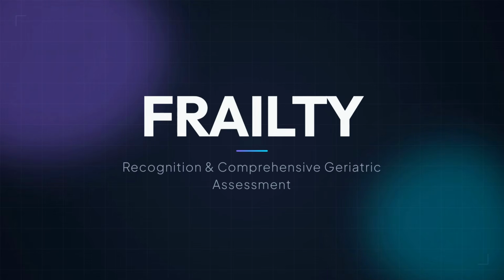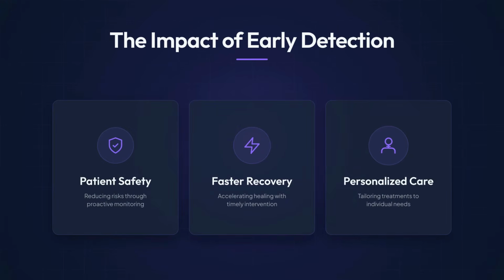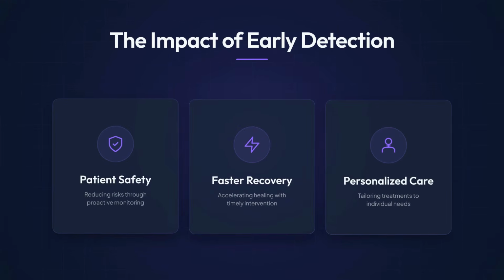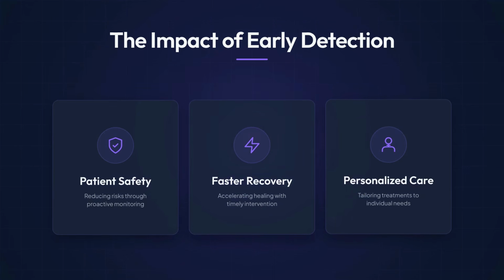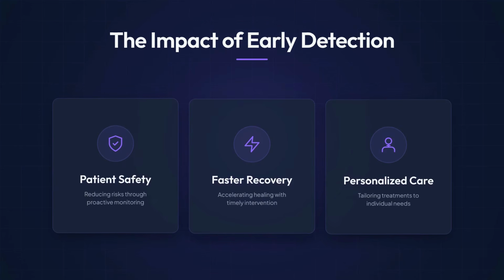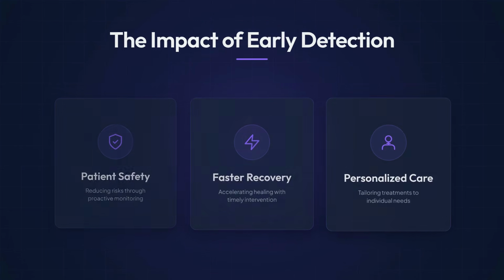In this second lesson, we transition from the theoretical definitions of frailty to the practical skills of clinical recognition and the application of the comprehensive geriatric assessment. Identifying frailty early is one of the most critical interventions a nurse can perform. It allows the multidisciplinary team to implement targeted support before a minor health event leads to a permanent loss of independence for our older patients.